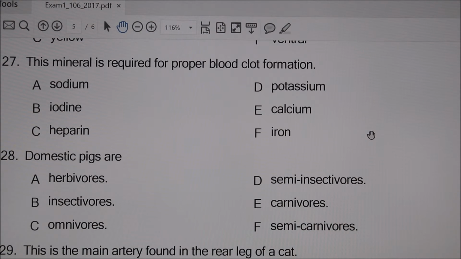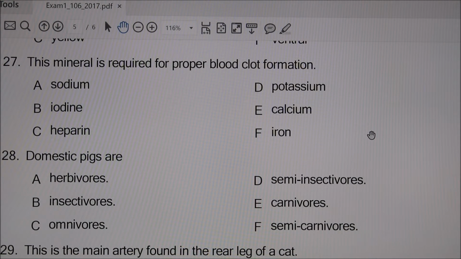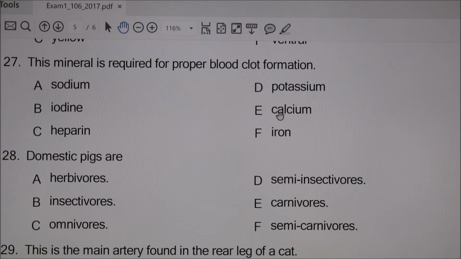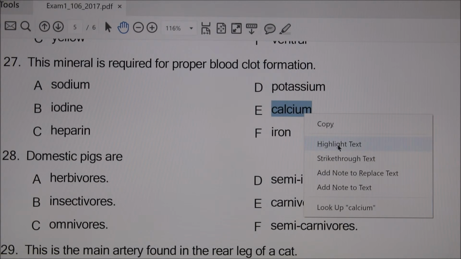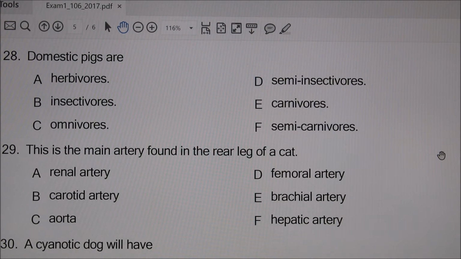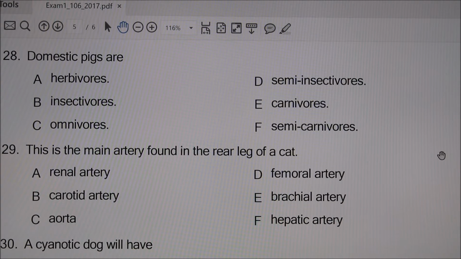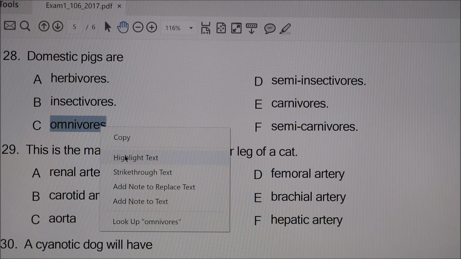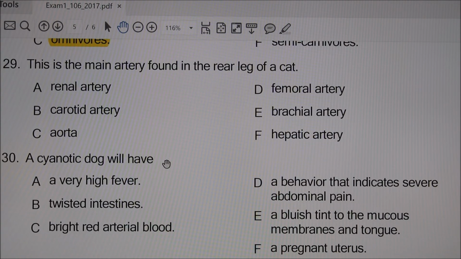Blood clot formation. I know this is in the video, in the reading as well. That was calcium, a mineral that's a blood clotting factor. I think we even had that as one of our lecture points. Domestic pigs, well, it ends up being they are omnivores. This is referring to one of our student presentations as well, omnivores.